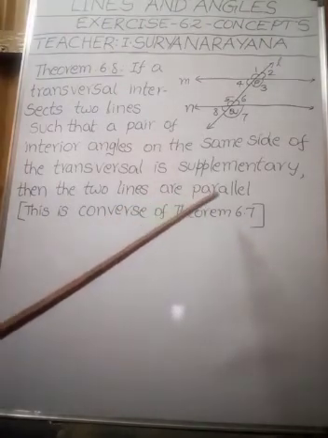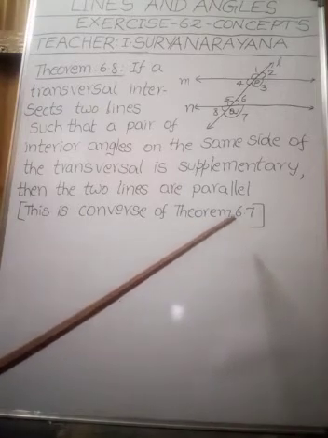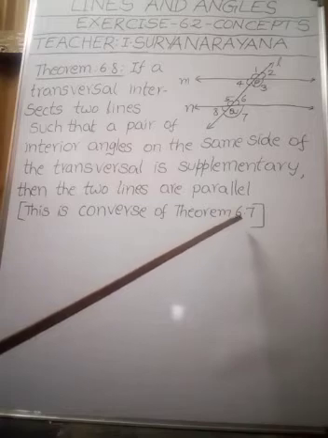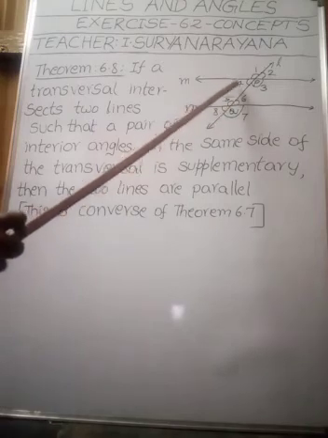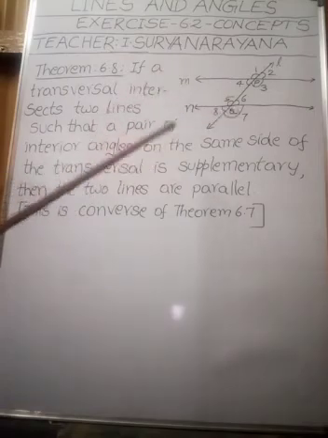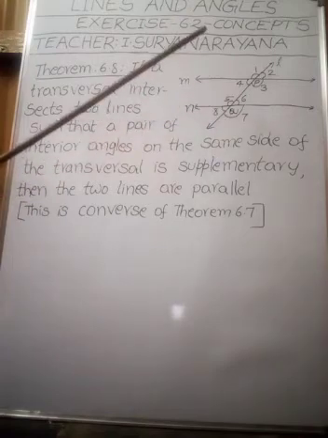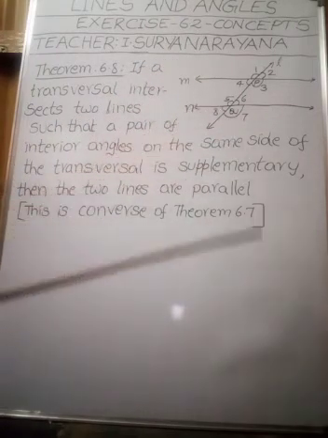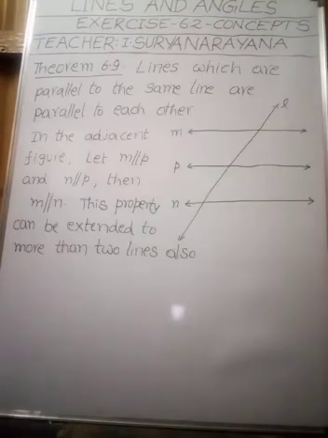Okay, my dear children, this is nothing but the converse of the theorem 6.7. In the theorem 6.7, we discussed that if two lines are parallel lines, then the interior angles on the same side of the transversal are supplementary. In the reverse order, if the interior angles on the same side of the transversal are supplementary, then the two lines are said to be parallel lines. Is it clear, my dear children? Right. Now come to the last point in the concepts of the exercise 6.2, my dear children.